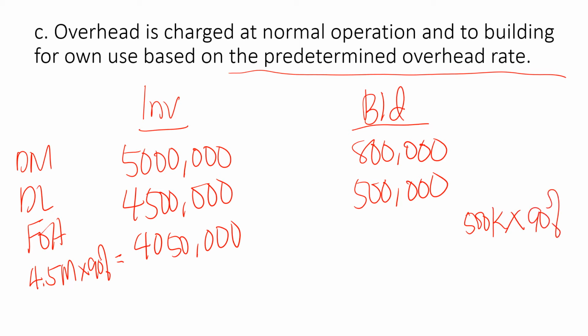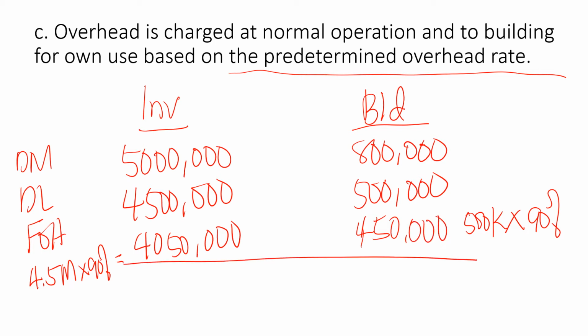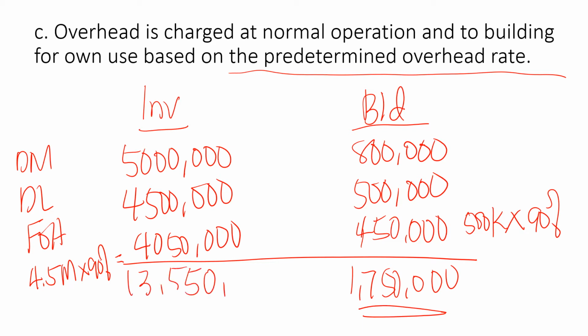For the building naman, that's 500,000 times 90%. So, this is 450,000. So, 800 plus 500 plus 450, this will be 1,750,000. For inventory, this is 13,550,000.